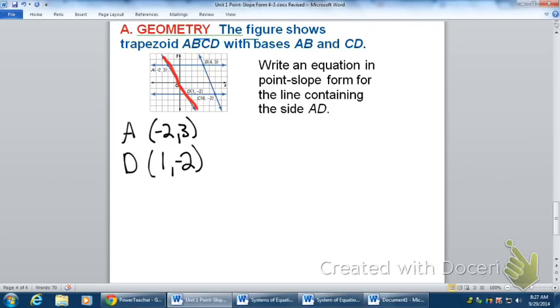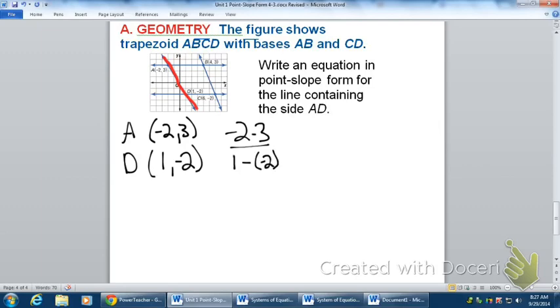Now for point-slope form, what are we missing? We're missing the slope. You gotta do the y minus y. So we have to figure out the slope first. We have 2 points. The first thing you do is figure out the slope. So I'm going to do negative 2 minus 3. And then I'm going to do 1 minus negative 2.